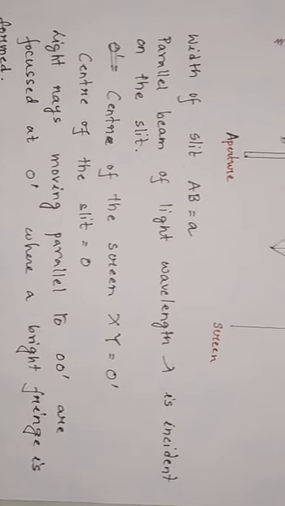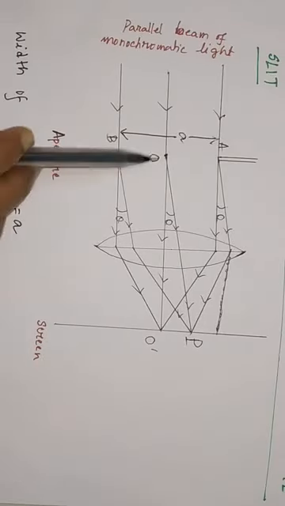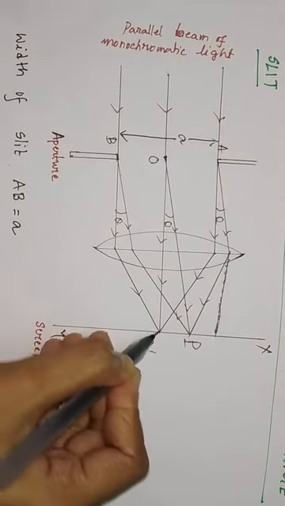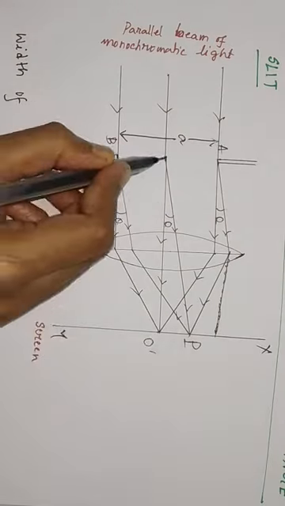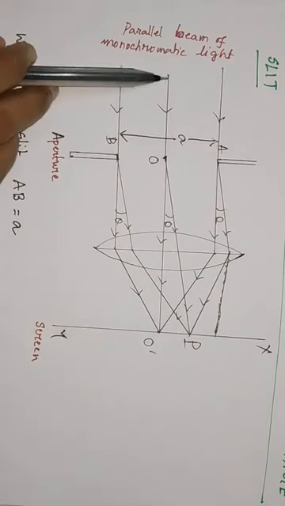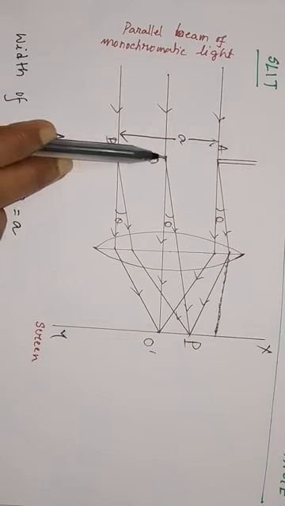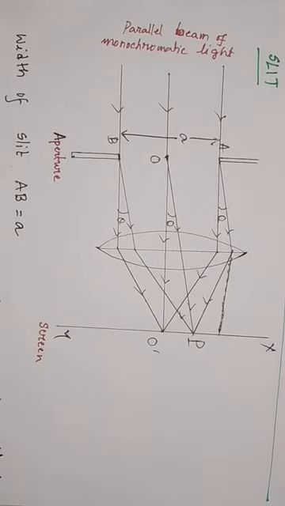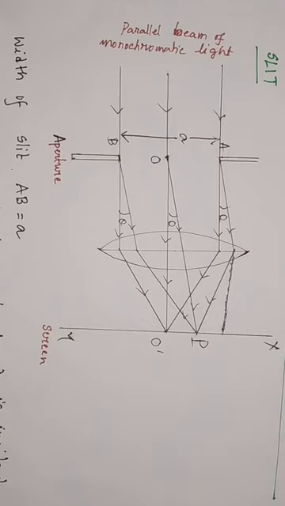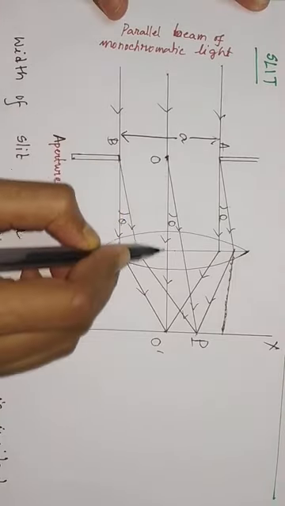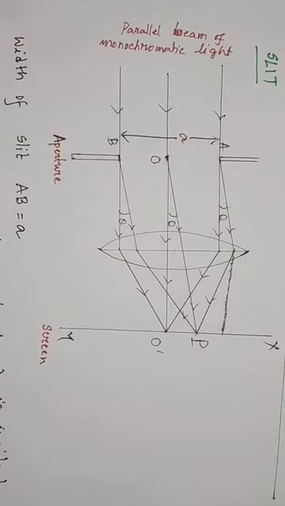Now suppose this is the screen XY. The center of the screen is O prime and the center of the slit is O. The light ray which passes through this point O will act like a source of secondary waves, which will send out secondary wavelets in every direction. In one such direction, one ray passes along O prime without any deviation or diffraction.